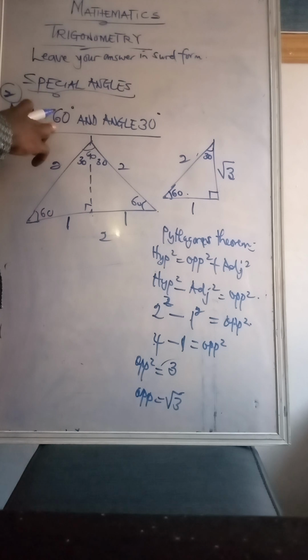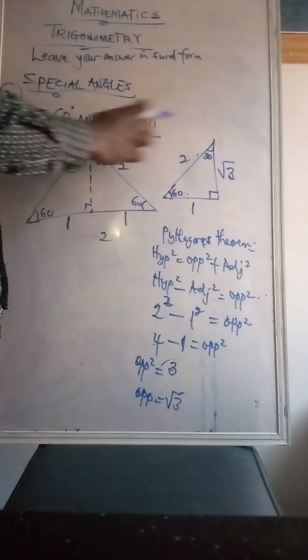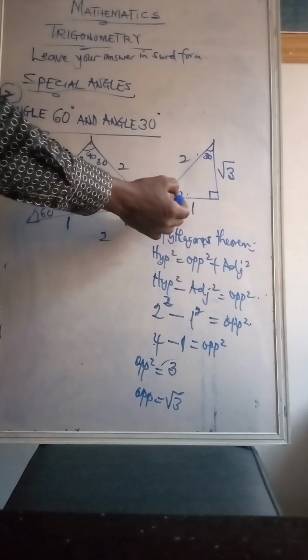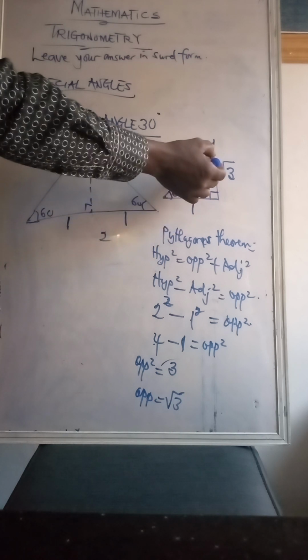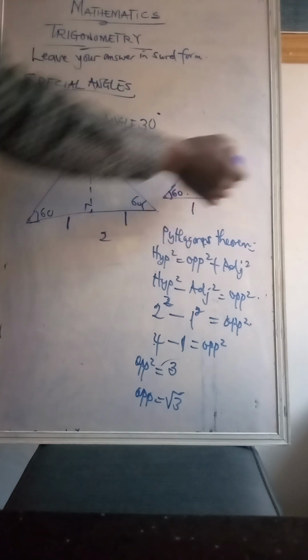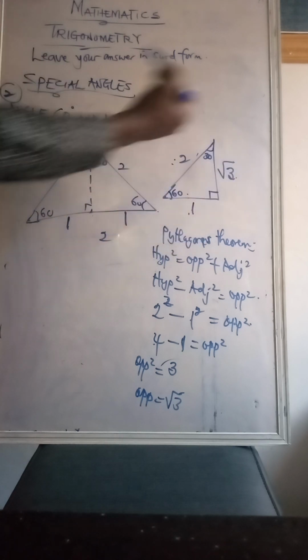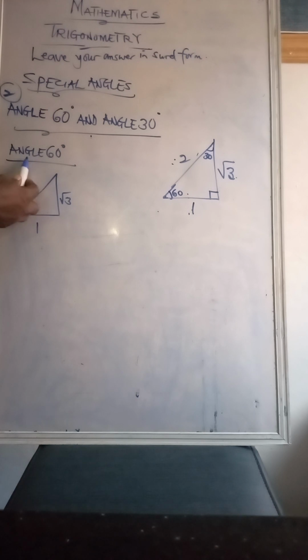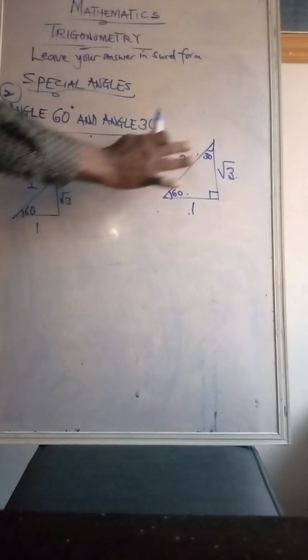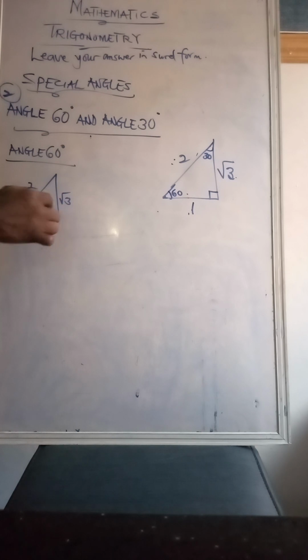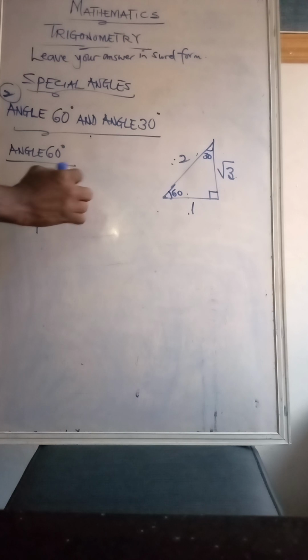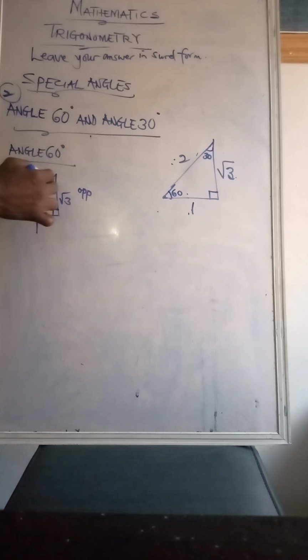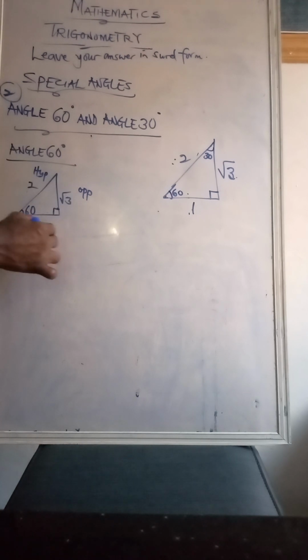For special angle 60 and angle 30, we draw a right angle triangle. I put 60 here, 30 here, then I have 1, 2, 3. Again, 1, 2, 3. Now, let us consider only angle 60. Let us leave 30 away. Now, remember the right angle triangle says 1, 2, 3. So the opposite is here. The hypotenuse to the other side is here, while the adjacent is here.